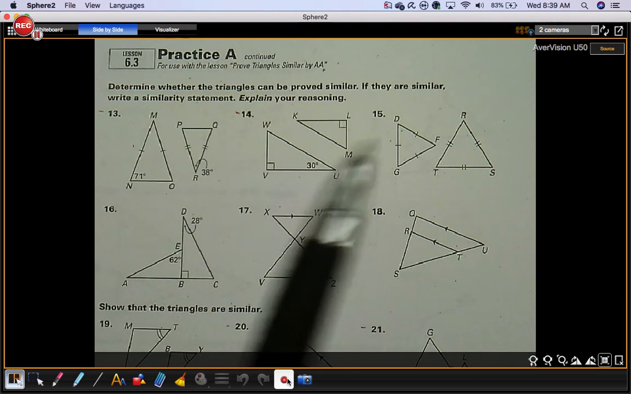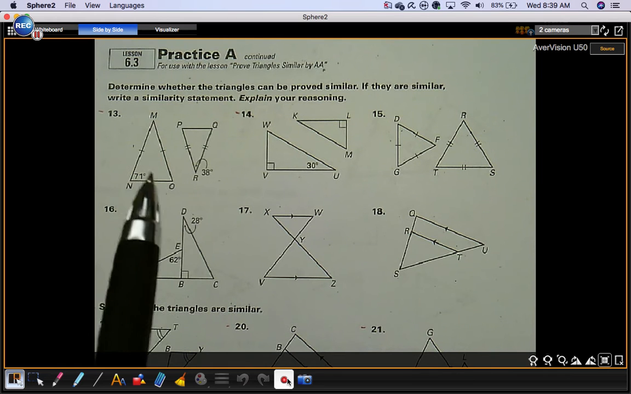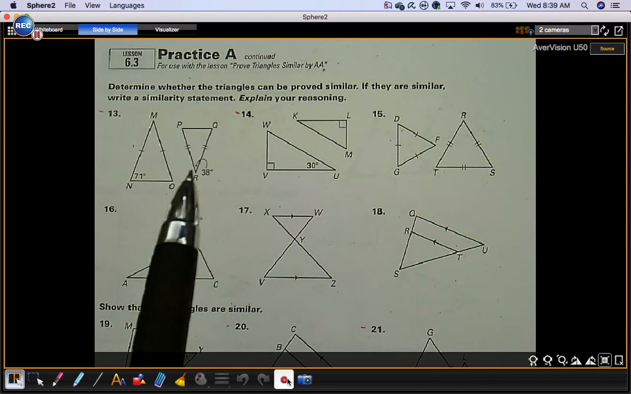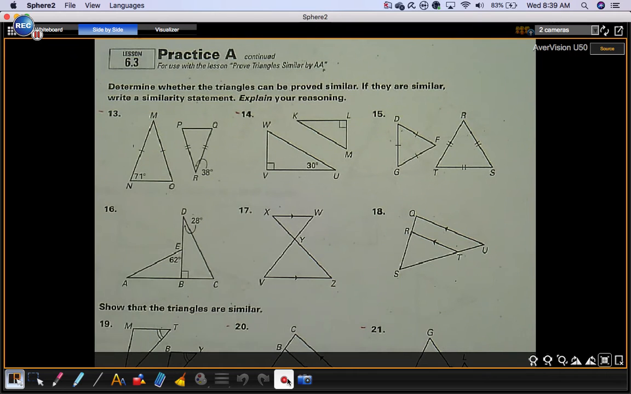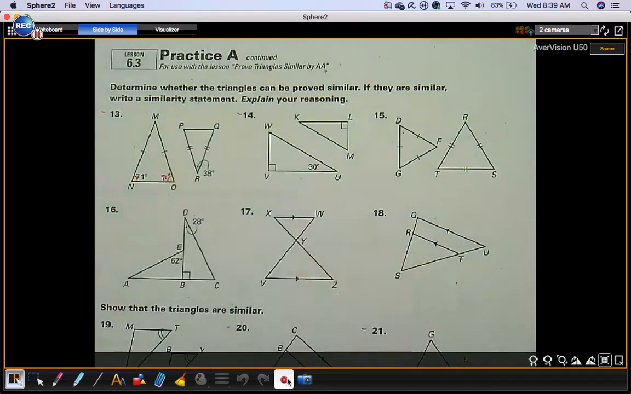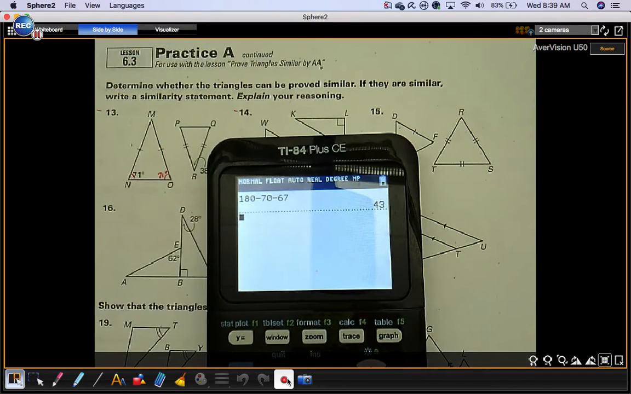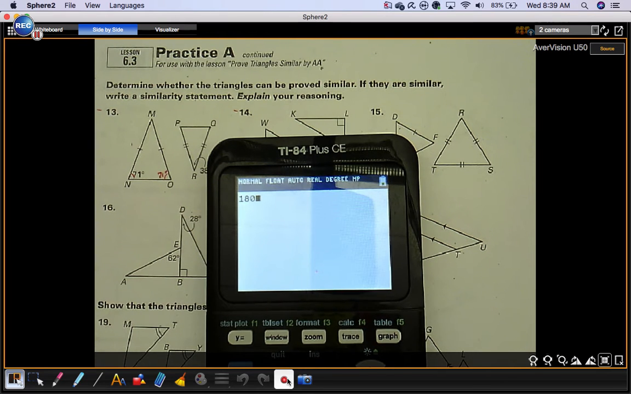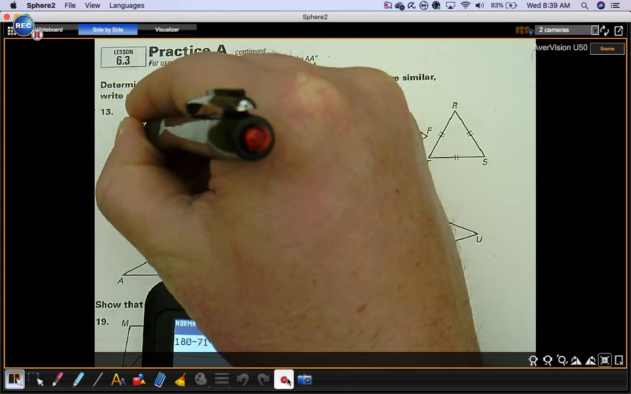So for these triangles to be similar, you need two pairs of congruent angles. Both of these triangles are isosceles. One is definitely bigger than the other. If these are the legs, these are the base angles. So this angle is definitely 71 degrees. Now I can calculate the measure of that vertex angle. I have 180 degrees in a triangle and I take away 71 twice. That gives me a 38-degree angle.